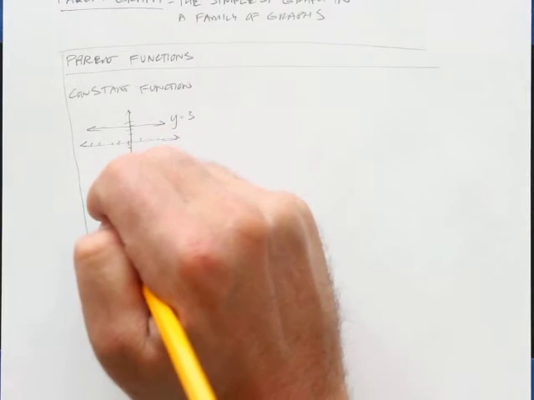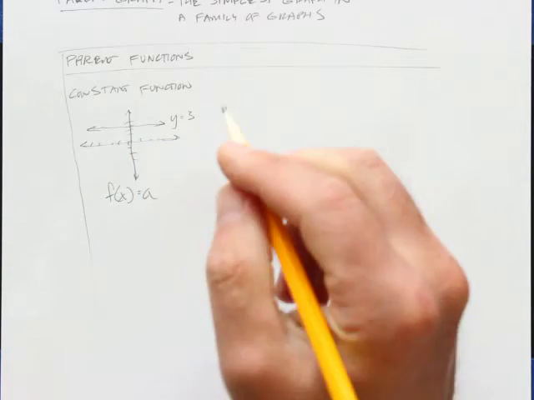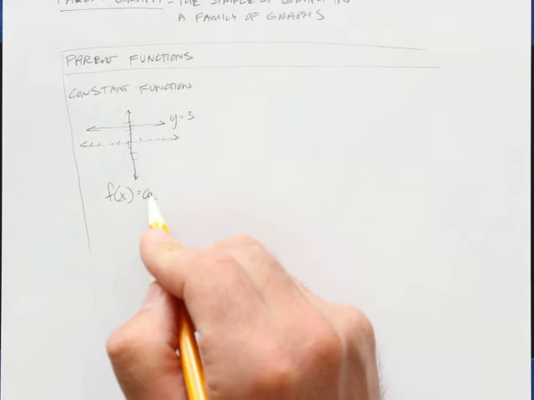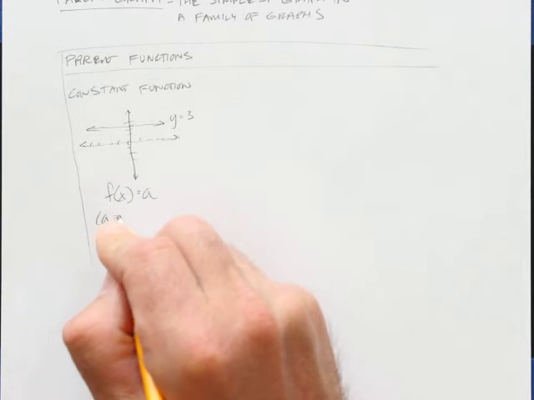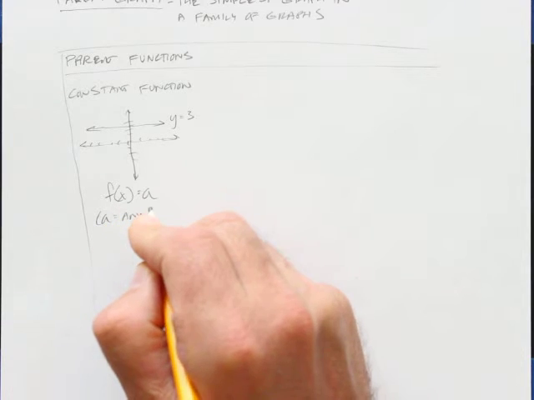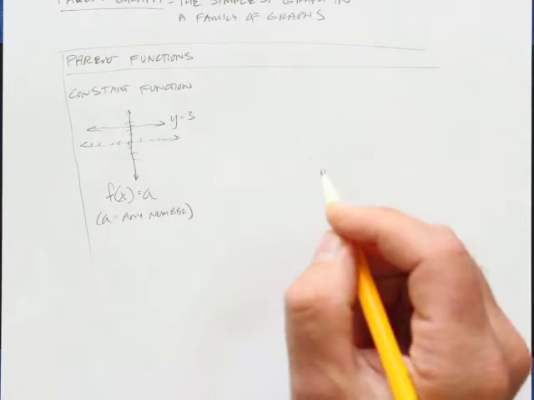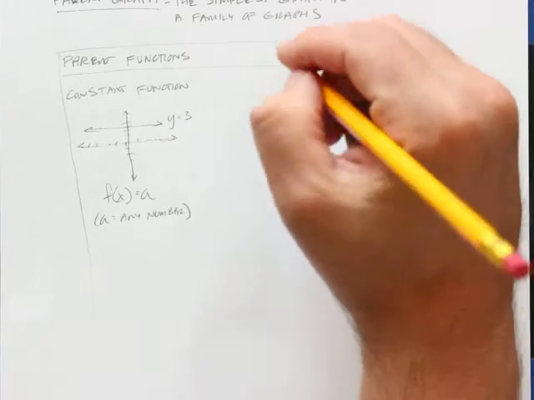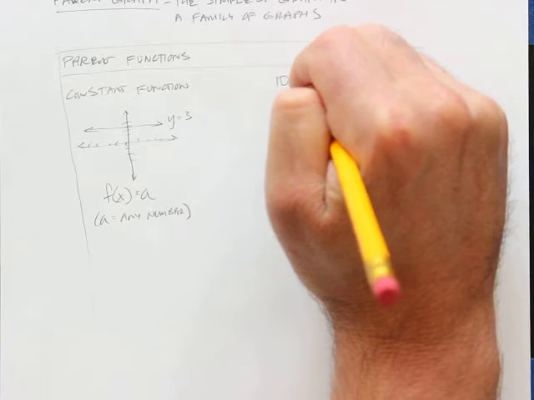And the function might look like this, f of x equals a. So this would be f of x equals 3, right? But f of x equals a, where a equals any number. Okay, so there's the parent graph of a constant function. Let's see what an identity function looks like.